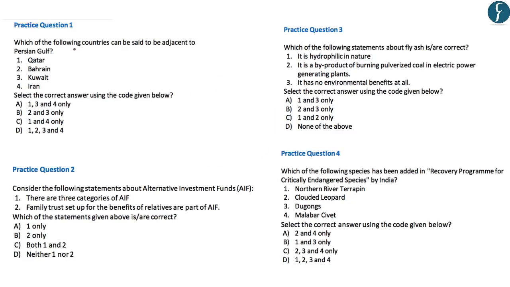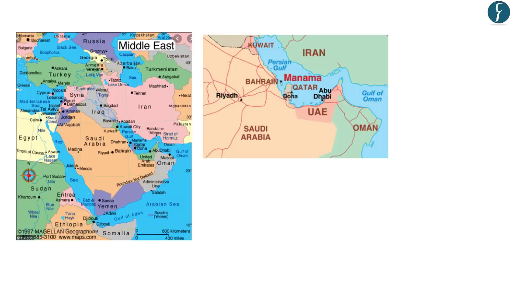First question says, which of the following countries can be said to be adjacent to Persian Gulf? Options are Qatar, Bahrain, Kuwait and Iran. Now in this, all the four options are correct. D is the correct answer, that is 1, 2, 3 and 4. As you can see in this map, Qatar, Kuwait, Iran and even Bahrain are adjacent to Persian Gulf.